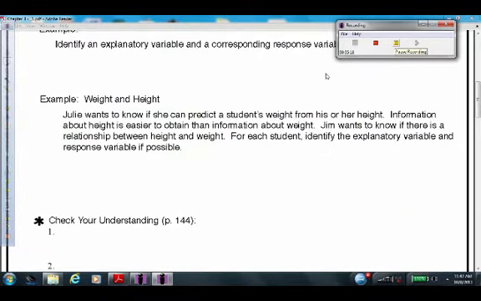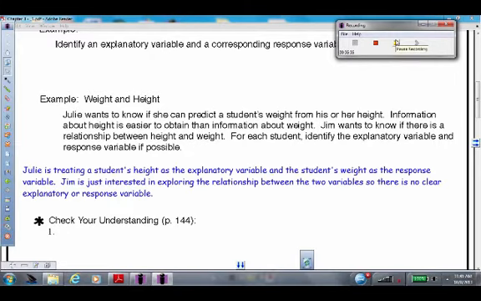Okay, so here's an example. Julie wants to know if she can predict a student's weight from his or her height. Information about height is easier to obtain than information about weight. Jim wants to know if there is a relationship between height and weight. For each student, identify the explanatory variable and response variable if possible. Julie is treating a student's height as the explanatory variable and the student's weight as the response variable. Jim is just interested in exploring the relationship between the two variables, so there is no clear explanatory or response variable.